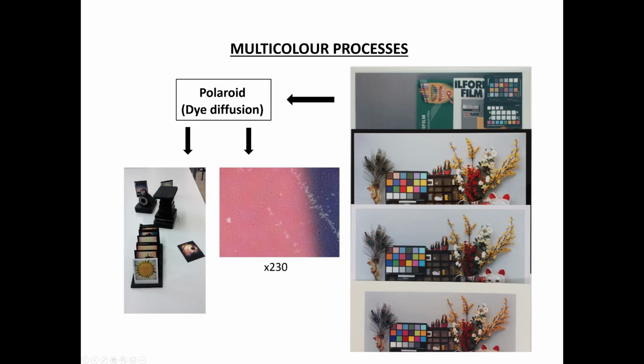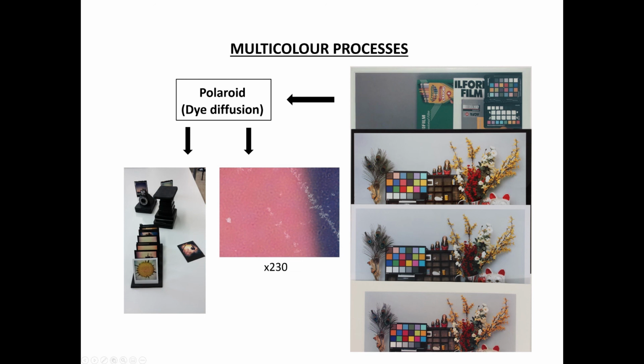Dye diffusion processes involve the chemistry that is used in Polaroid photographs, although Kodak and Fuji had their own versions. There are two types: peel apart, where the image receiving support is peeled away from the negative to stop processing, or integral, where the layers are kept together. The former became the domain of professionals and the latter of amateurs.